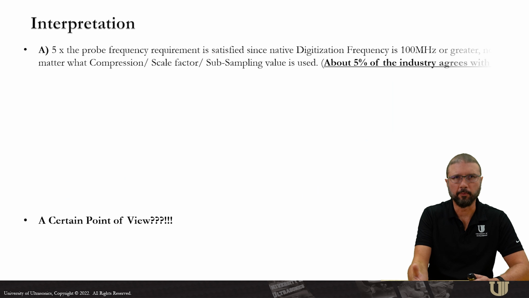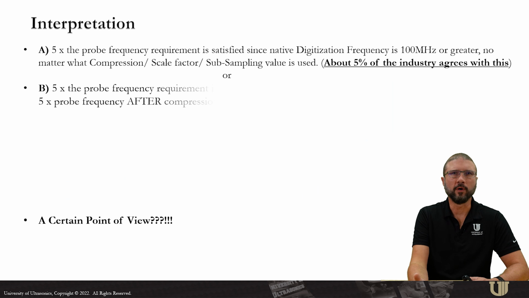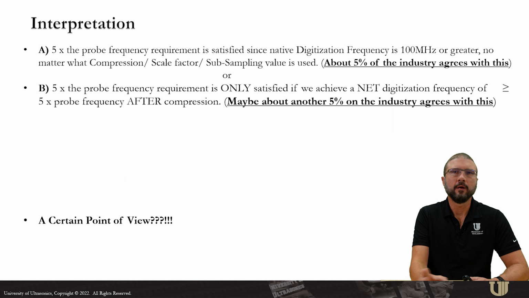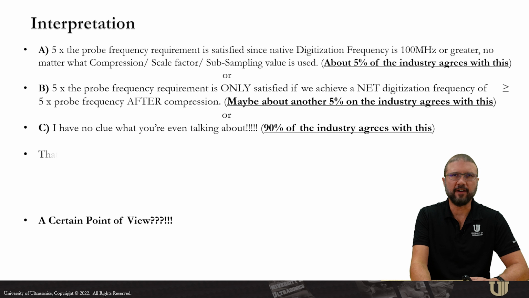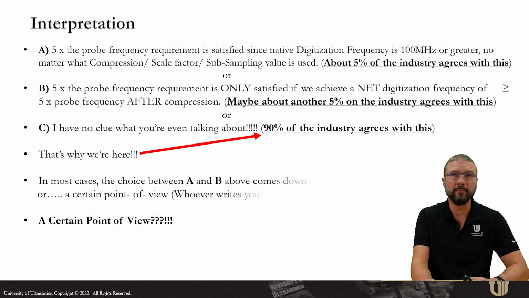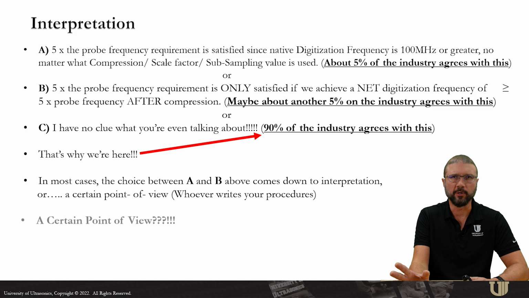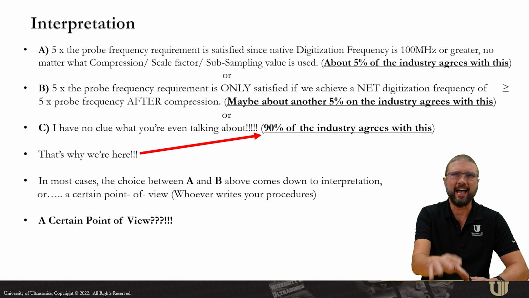So how do we interpret this? Well, here's the question at the heart of everything. I've got a few choices. A, do we satisfy this statement about 5 times the probe frequency if our instrument natively runs at 100 megahertz, no matter what your compression is? Or B, do we only satisfy this statement when our compression preserves a sampling rate of 5 times the probe frequency after compression when it's all said and done?